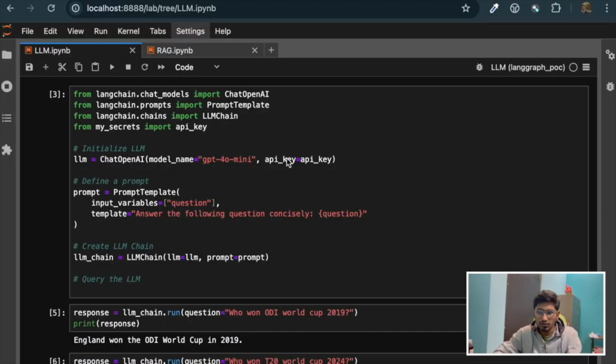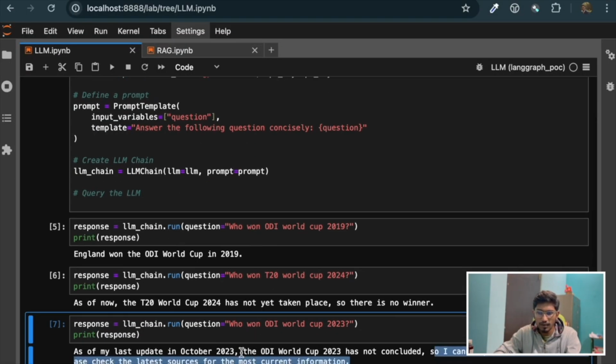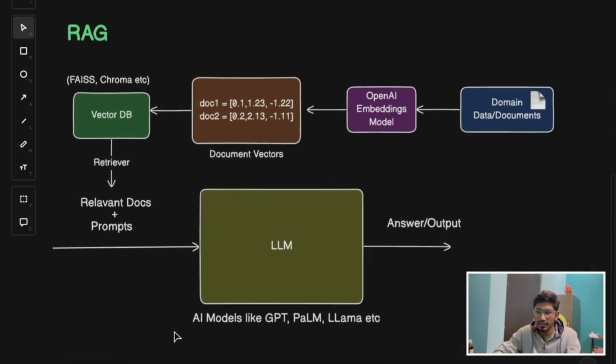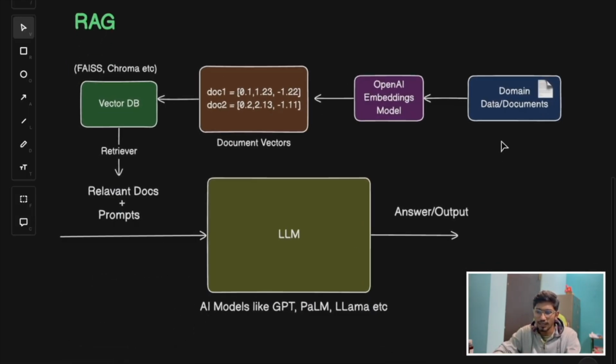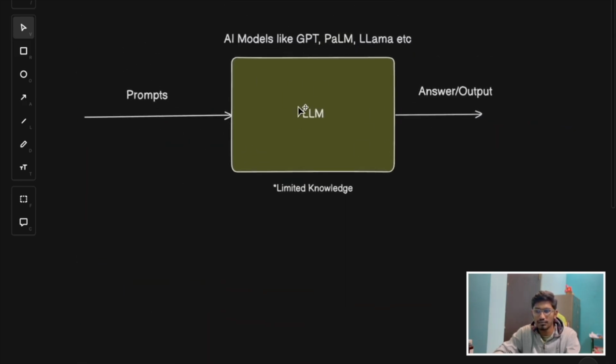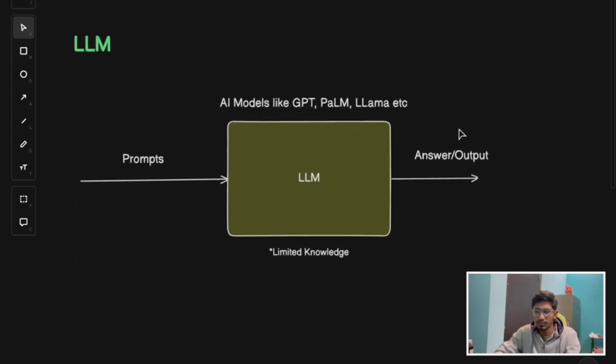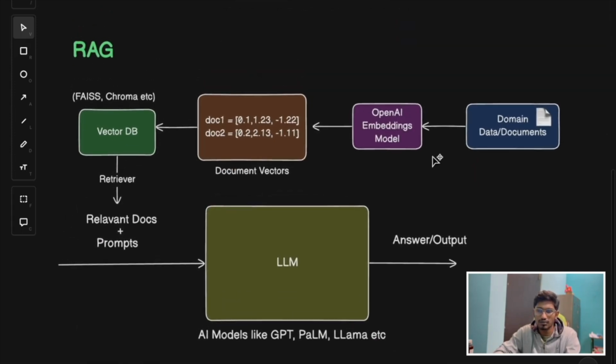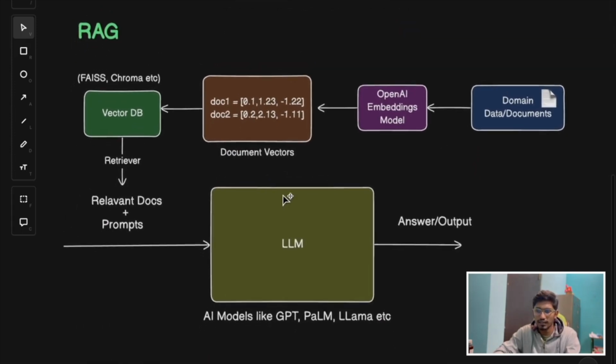Now, to overcome this limitation of limited knowledge, we will use RAG. So that's where RAG comes into the picture. Let me change the slide. As you can see, the architecture of RAG is quite different from the architecture of LLM. In LLM, we just had the LLM model, right? Prompt was the input and answer was the output. But in RAG, along with this LLM layer, we have multiple layers involved.